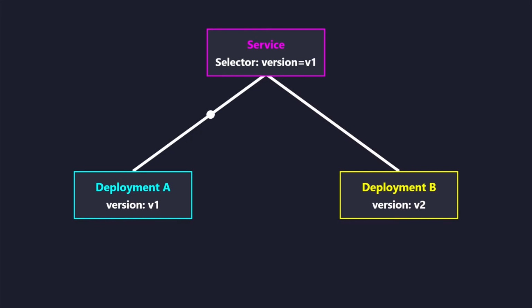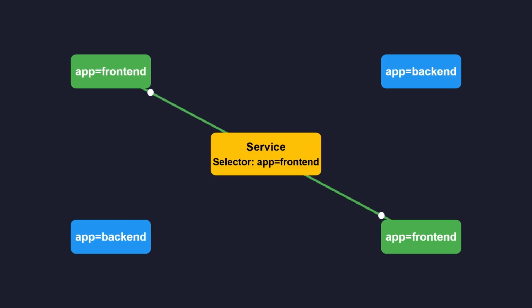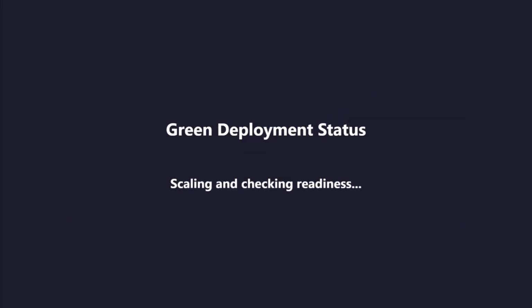Atomic traffic switching in Kubernetes requires two identical deployments and a single service directing traffic based on pod labels. The blue deployment runs the current stable version, while the green deployment hosts the new release in an isolated environment. Kubernetes services use label selectors to identify target pods. Changing the selector value instantly reroutes every new incoming request.